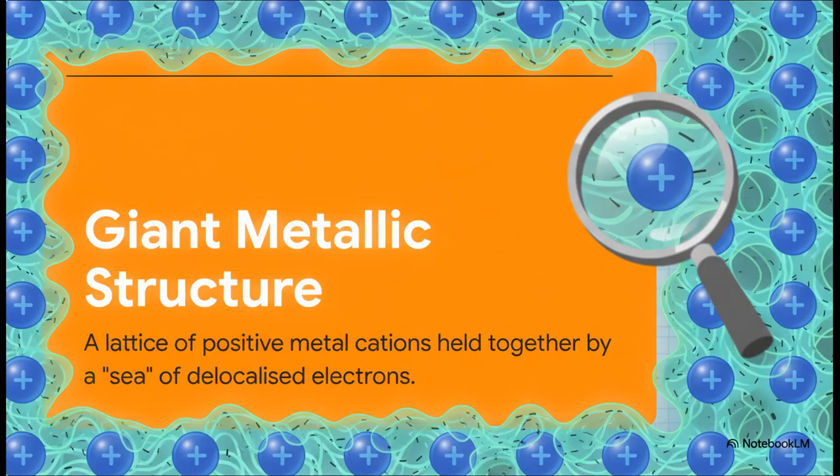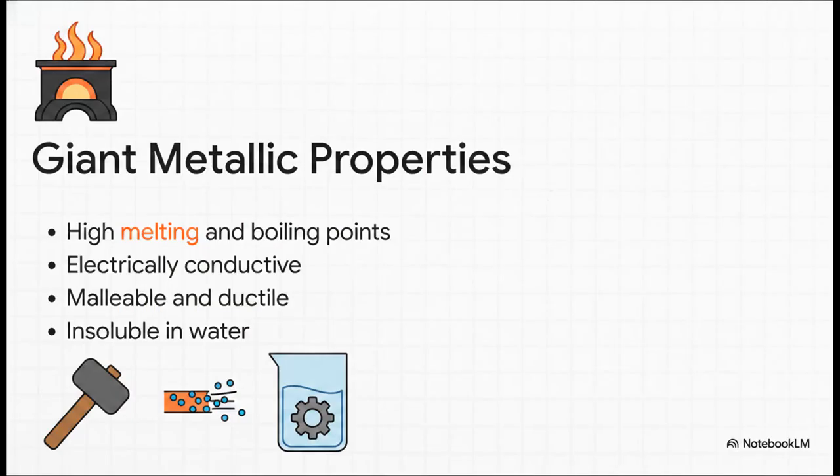Okay, try to picture this in your head. You have a neat, orderly grid of positive metal ions. Now imagine their outer electrons have all left home and are just swimming freely between all these positive ions, forming this mobile sea of negative charge. The metallic bond is the powerful attraction between all those positive ions and this negative sea of electrons, holding everything together. This model just perfectly explains why metals behave the way they do.